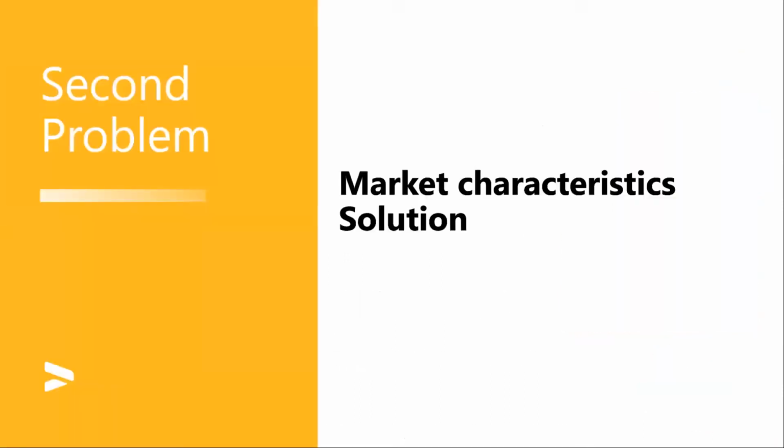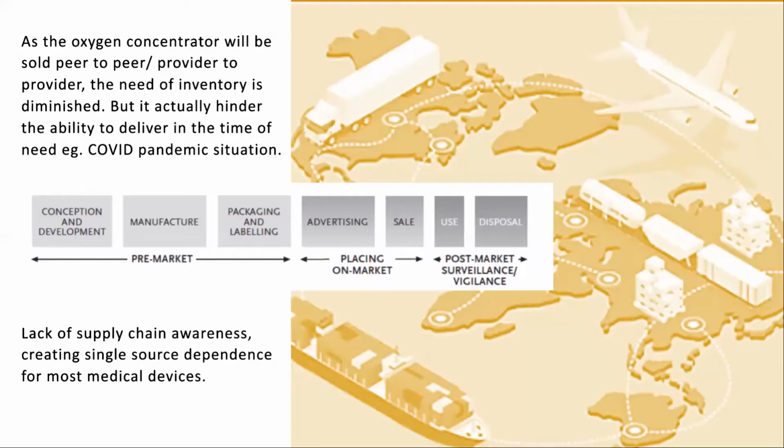Now we will look into the supply chain related deficiencies in the existing market. As the oxygen concentrator will be sold peer to peer, provider to provider, the forecasting would be easy. The need of inventory is also diminished, but it actually hinders the ability to deliver in the time of emergency need. Bangladeshi tech industry is heavily dependent on the Chinese market for the parts, causing a non-responsive supply chain that failed during the corona situation.